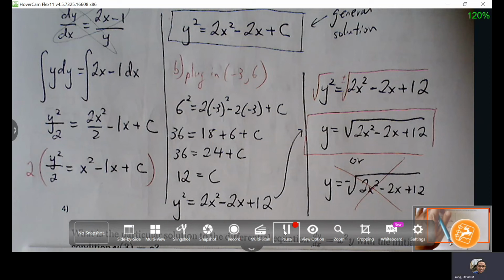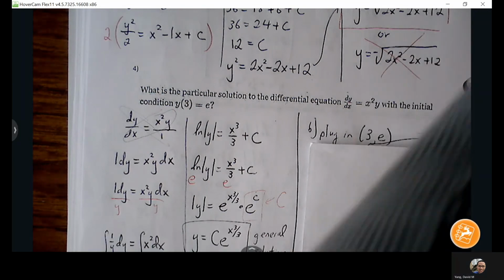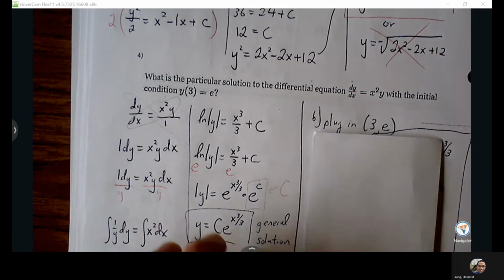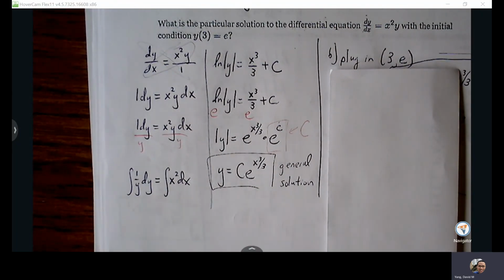Put the answer, we'll show the work. Okay, so here's the work. Up to the general solution: cross multiply, natural log on the left, power rule on the right. Raise both sides base e, separate the right side, bring that C out in front. So there's your general solution.